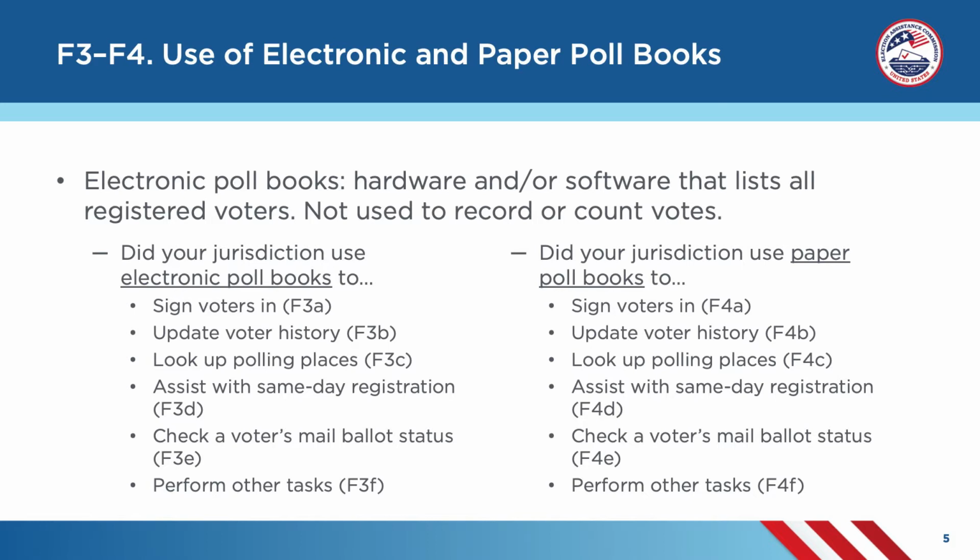For F3 and F4, answer yes or no to whether you use electronic or paper poll books to sign voters in, update voter history, look up polling places, assist with same-day registration, or check the status of a voter's mail ballot. If you use poll books for another purpose, use F3F or F4F to record that. If your jurisdiction did not use any electronic poll books for the 2022 general election, you may respond no to all the F3 items. Likewise, if you did not use any paper poll books, you may select no for all the F4 items.